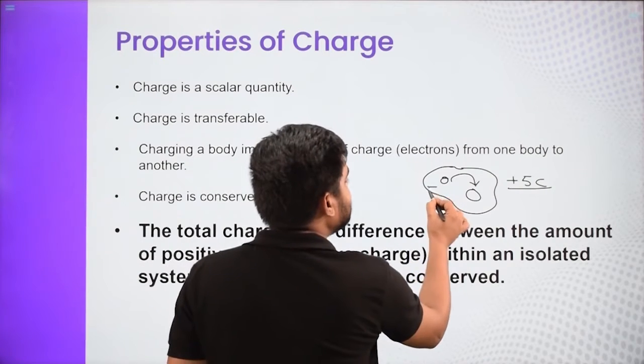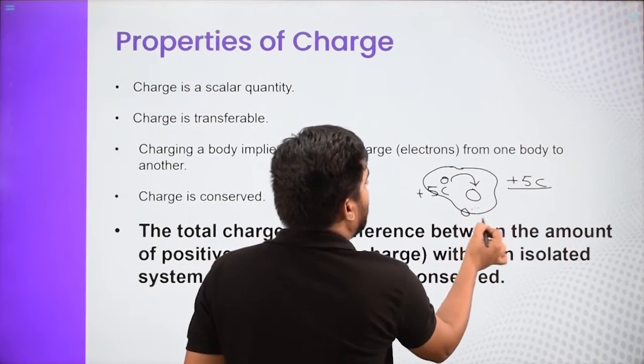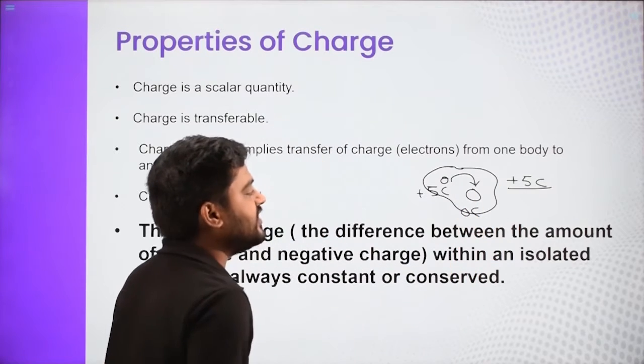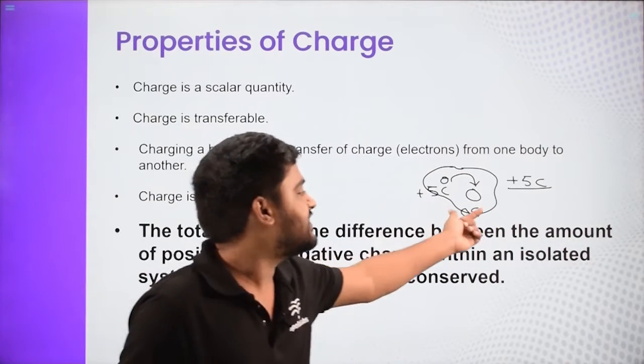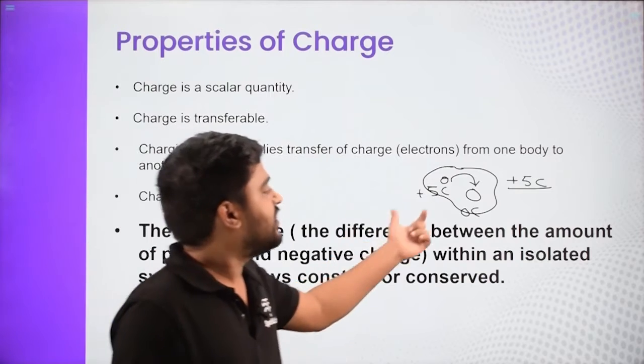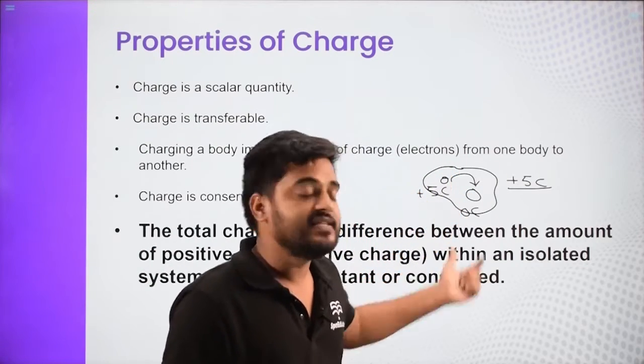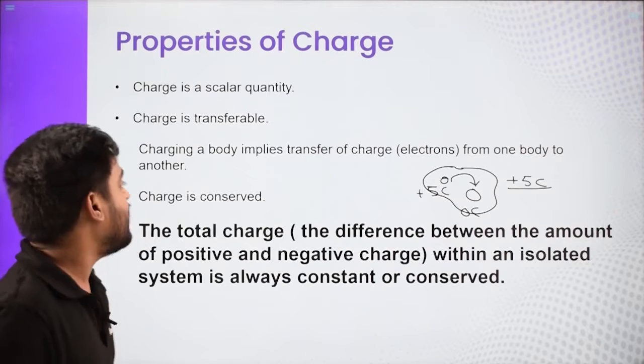Now if this is plus 5 coulomb and this is 0 coulomb, and when we transfer 1 coulomb from here to here, this will become plus 4 and this will become plus 1. But at the end, the total charge will remain conserved and it will remain plus 5 coulomb.